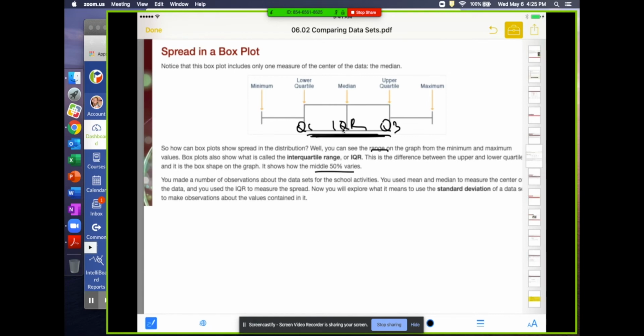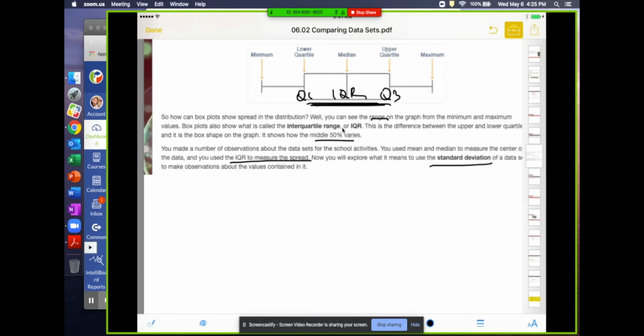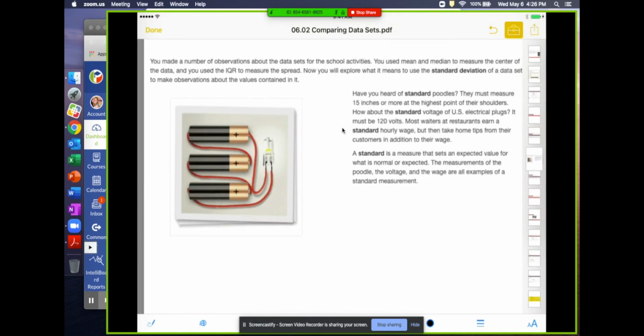You made a number of observations about the data sets for the school activities. You use mean and median to measure the center of the data and use the IQR to measure the spread. Now you'll explore what it means to use standard deviation of the data to make observations.